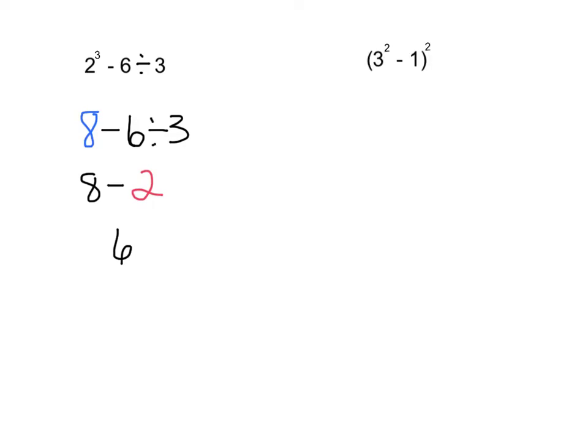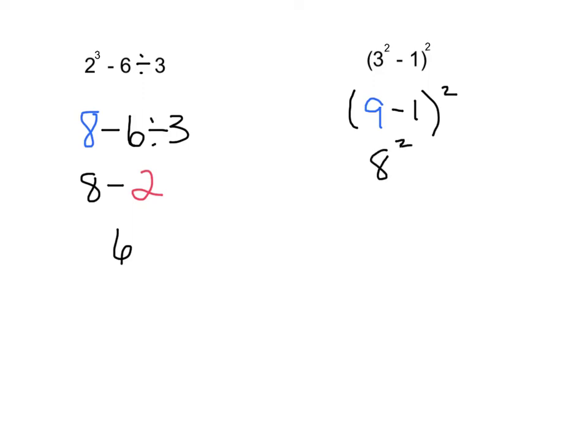Let's look at another one. 3 squared minus 1 squared. So this is one where there's two exponents. We still have to do what's inside the parentheses first. So 3 squared is the same as 3 times 3. So that's going to be 9 minus 1 squared. Alright, so still have to do what's inside the parentheses first. So 9 minus 1 is 8.